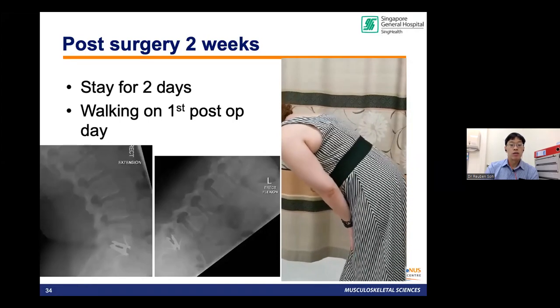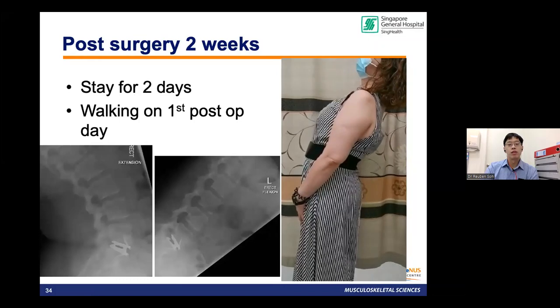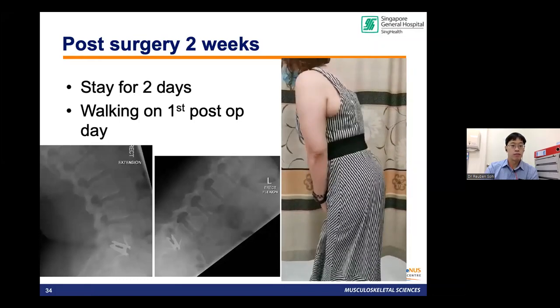And you can see how the spine is moving backwards and forwards and replicated by the movement of the lumbar disc in the spine.